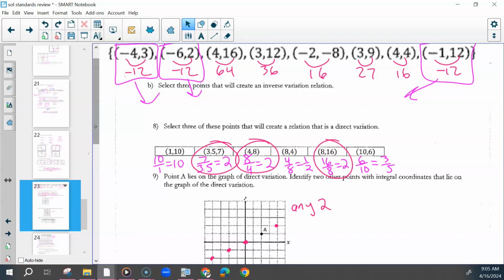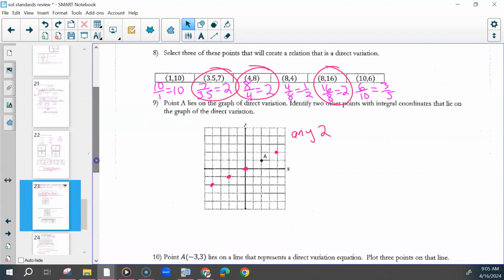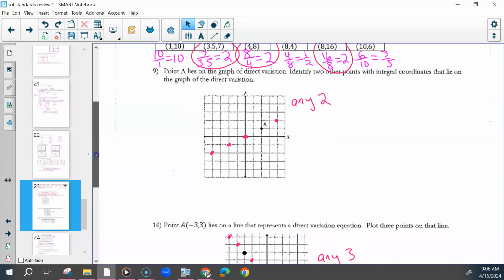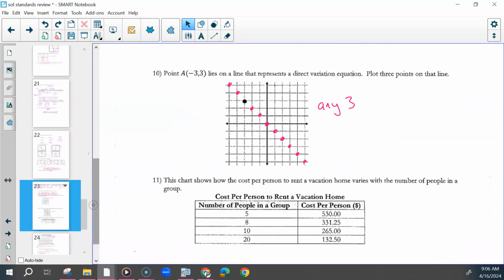9 and 10, you just had to plot points that would make it a direct variation. So for 9, you can put any 2 points. You can put all of them and write any 2, or you could just put 2 of those points. 10 was the same thing, but you had to pick 3 points. So you can draw all of them and write any 3, or just pick 3 points.